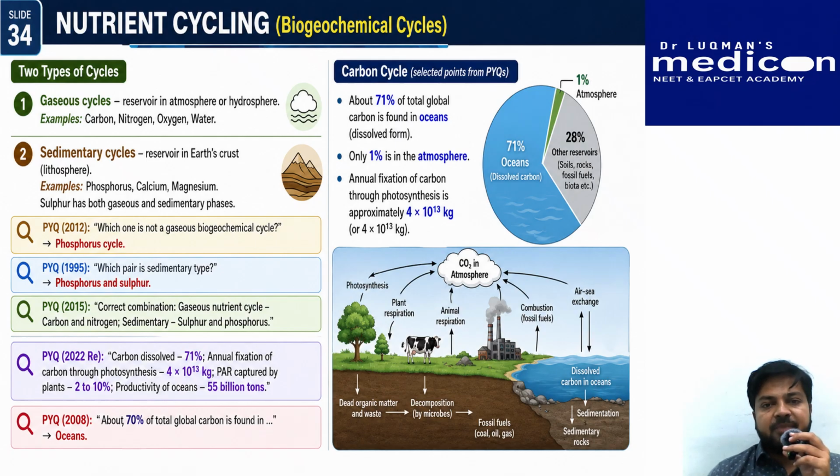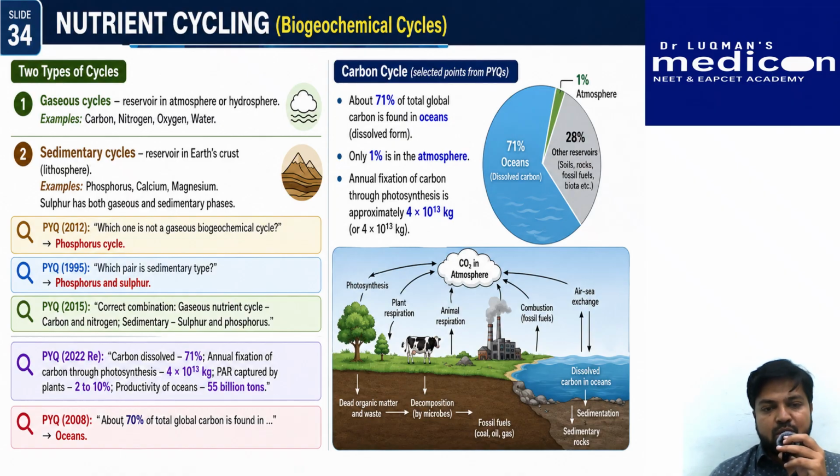Carbon cycle. Okay, now about 71% of the total global carbon is found in oceans in a dissolved form. Only 1% is in the atmosphere. Annual fixation of carbon through photosynthesis is approximately 4 into 10 to the power of 13 kg. So 71% is dissolved carbon in oceans, 1% is in the atmosphere, and 28% is in other reservoirs like soils, rocks, fossil fuels, and biota. So you can see the cycle.